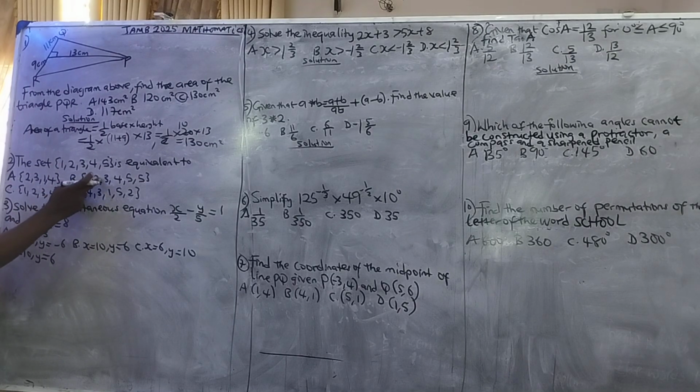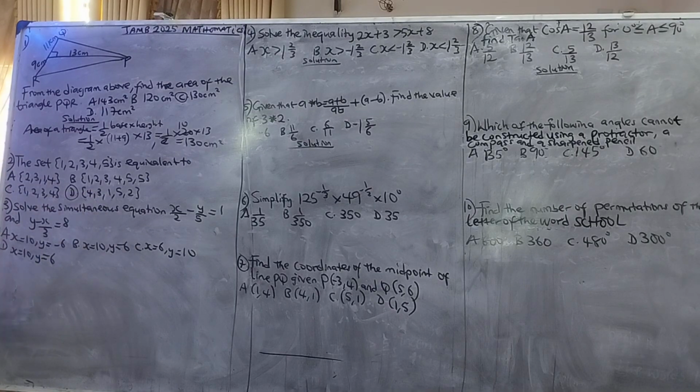This one we have 1, 2, 3, 4, 5, 5. 5 was repeated twice. So it cannot be the answer. So the answer should be D, because 4 is represented there. 3, 1, 2, 5, irrespective of the arrangement. You can see that all of them are unique.